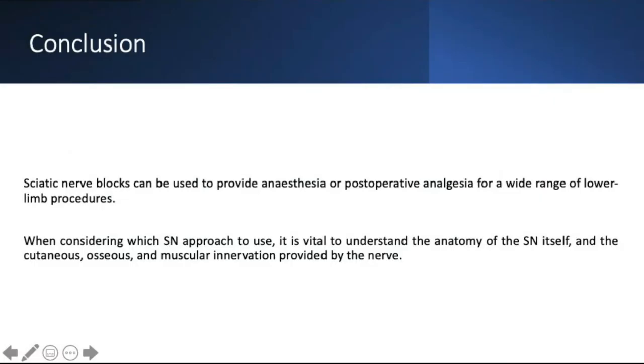Okay, so for the conclusion, sciatic nerve block can be used to provide anesthesia and post-op analgesia for a wide range of lower limb procedures. And when we consider which sciatic nerve approach to use, it is important for us to understand the course of the anatomy itself, and where it innervates.